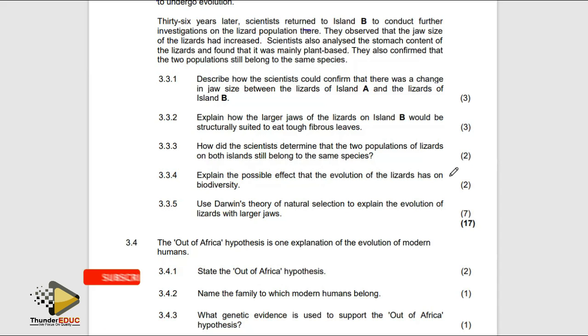Explain the possible effect that evolution of the lizards has on the biodiversity. Here, it can increase the biodiversity or it can reduce the biodiversity. So basically, those are the two ways. If it forms new species, then automatically it has increased the biodiversity. If it takes away an existing species, then forms another species, then it means that it is decreasing the biodiversity. However much it's creating, it's decreasing because the other one is no longer existing.